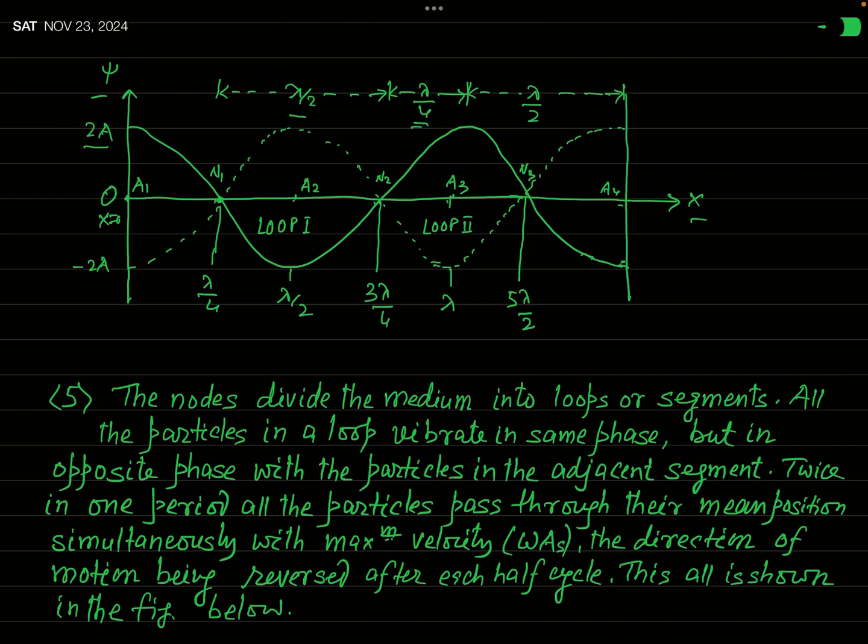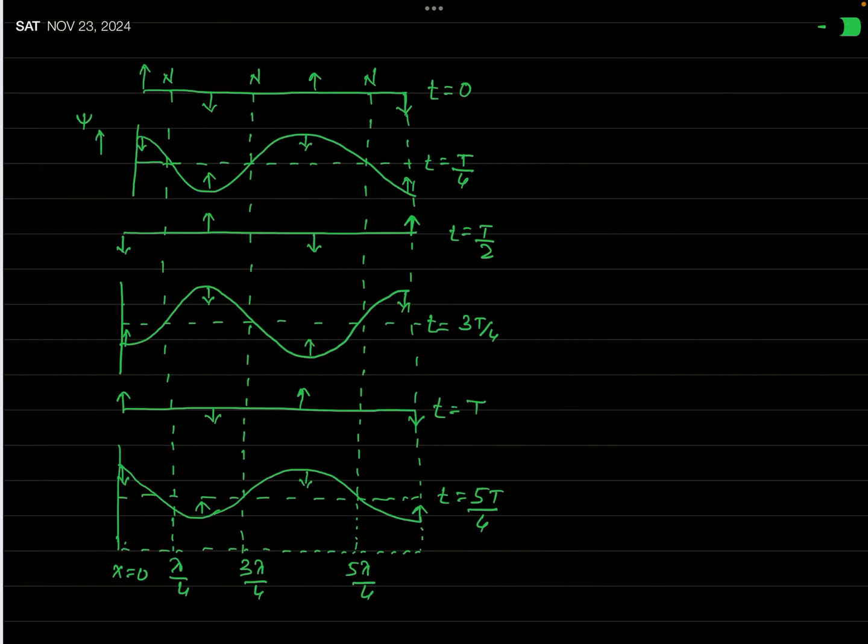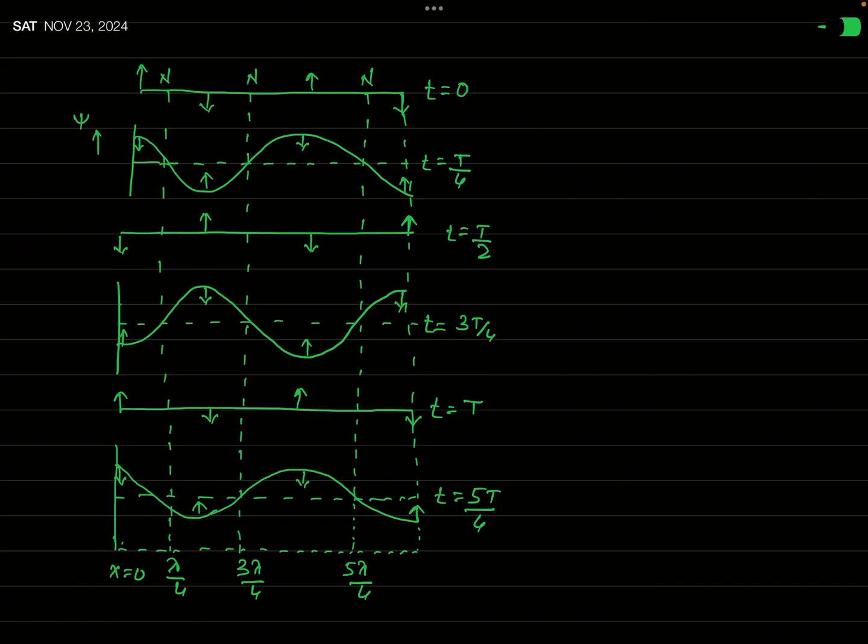Actually, the region between two nodes is called a loop or segment. So you can say that these nodes divide the medium into loops or segments. You can see this figure. When you talk about the region between two nodes, that is called a loop or segment. And here you must remember that all the particles in a segment or loop vibrate in the same phase.